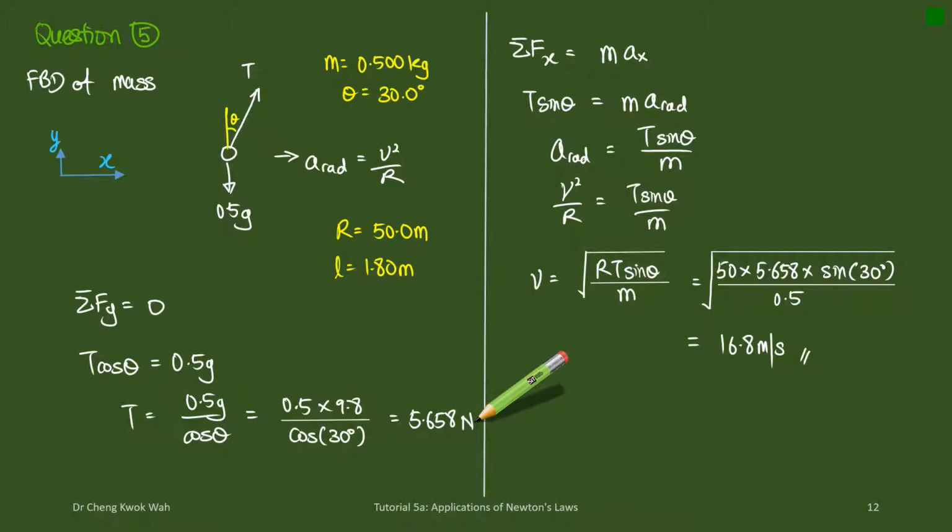In the second step, we apply Newton's second law in the x direction because there is a radial acceleration pointing to the right. So in this case, T sine theta is equal to m a_radial, where a_radial is simply our v squared over r. From here, we can easily solve for our v, giving us 16.8 meters per second.